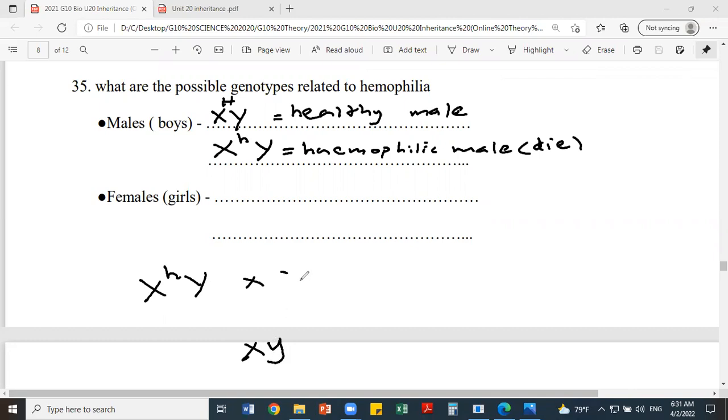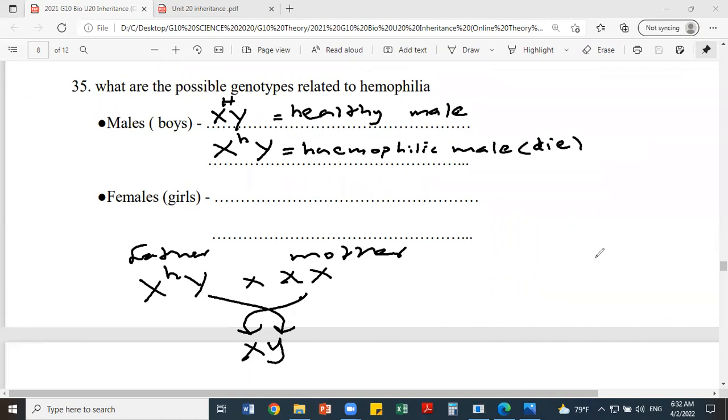So a boy gets the X chromosome from the mother. This is very important. A boy gets the Y chromosome from the father and the X chromosome from the mother. A boy will never get X from the father. Therefore, there's no chance a boy can get this disease from the father. But a boy can get the disease from the mother.